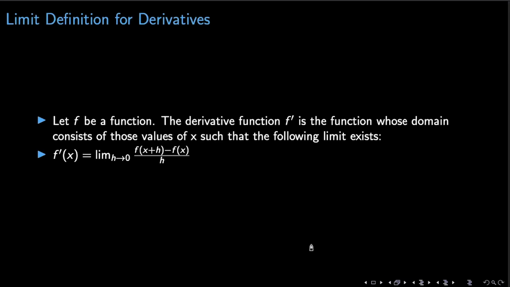So let f be a function. The derivative function f prime is the function whose domain consists of those values such that the following limit exists. So f prime of x is basically equal to the limit as h approaches 0 of f of x plus h minus f of x all over h.